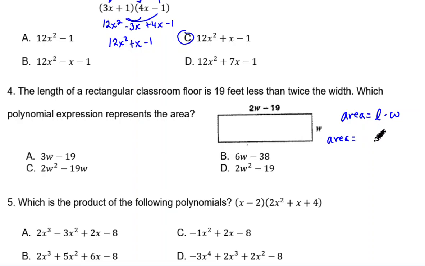So I'm going to do the length times width. So I'm just going to do w times 2w minus 19. Okay? All right, in order to do this, we need to distribute the w. So then w times 2w is 2w squared. And then w times negative 19 is negative 19w. That's it. So we just distribute and I think it's C. All right, number 5.